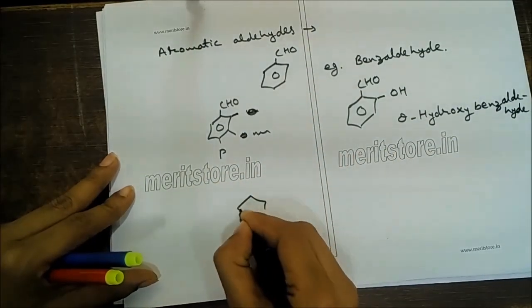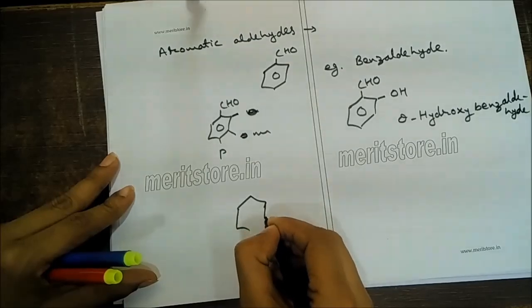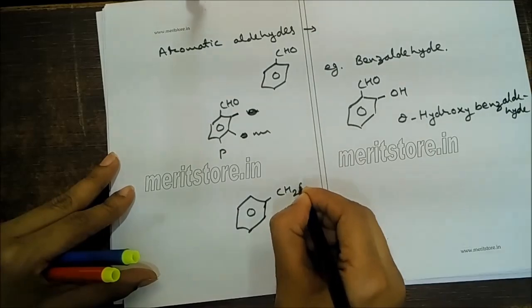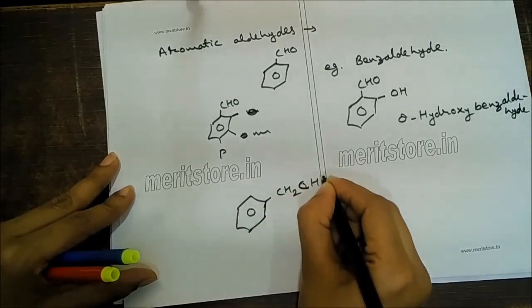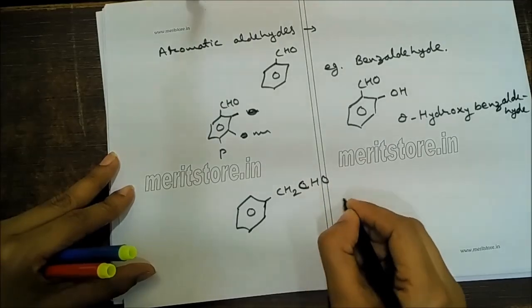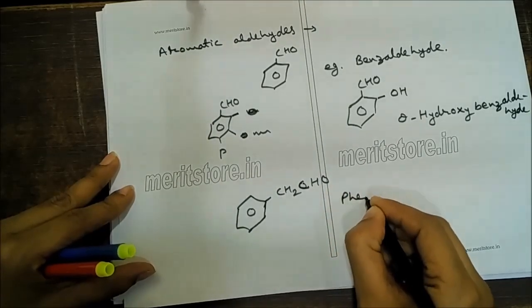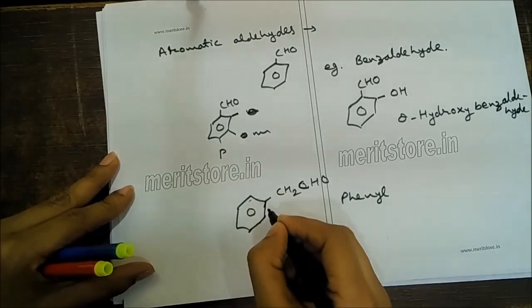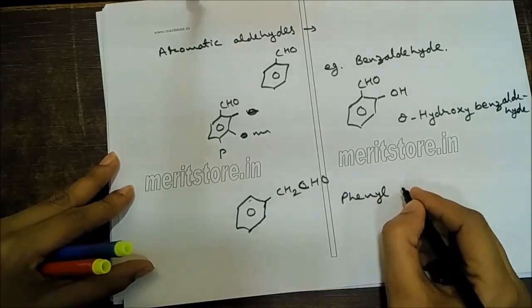If a carbonyl group or aldehyde group is present on the side chain of this benzene ring, like this, its name will be given by phenyl. This is the phenyl ring or benzene ring, phenyl ethanol.